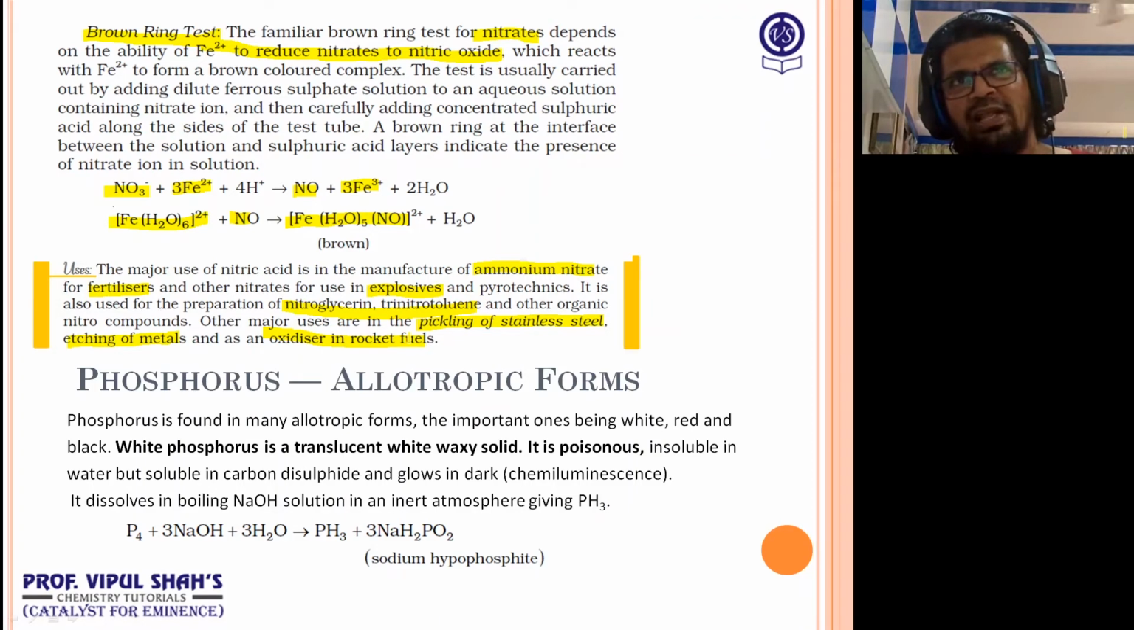Right now nitric acid, and after nitric acid the brown ring test and the uses. So this is one part of group 15. Still one more part to go, that will be phosphorus. Okay, we'll start with the phosphorus part.